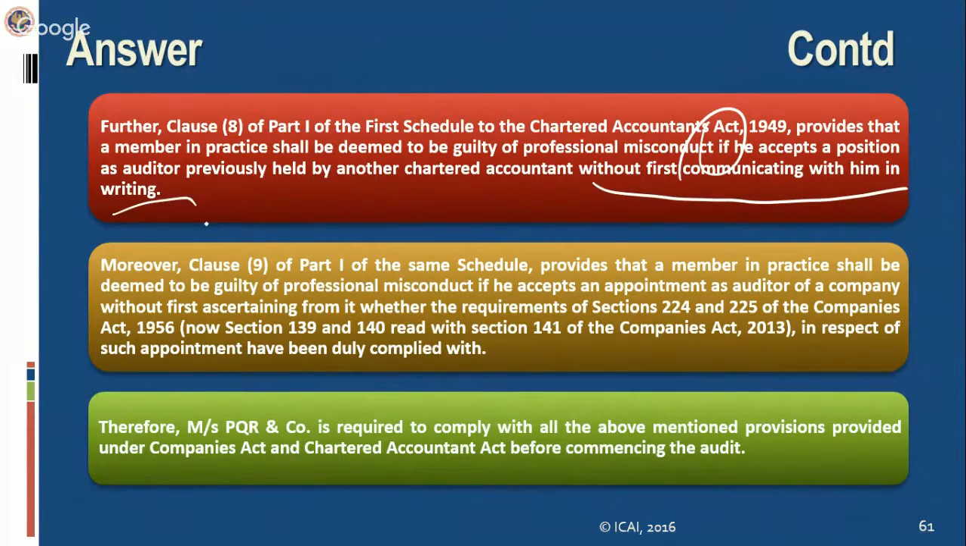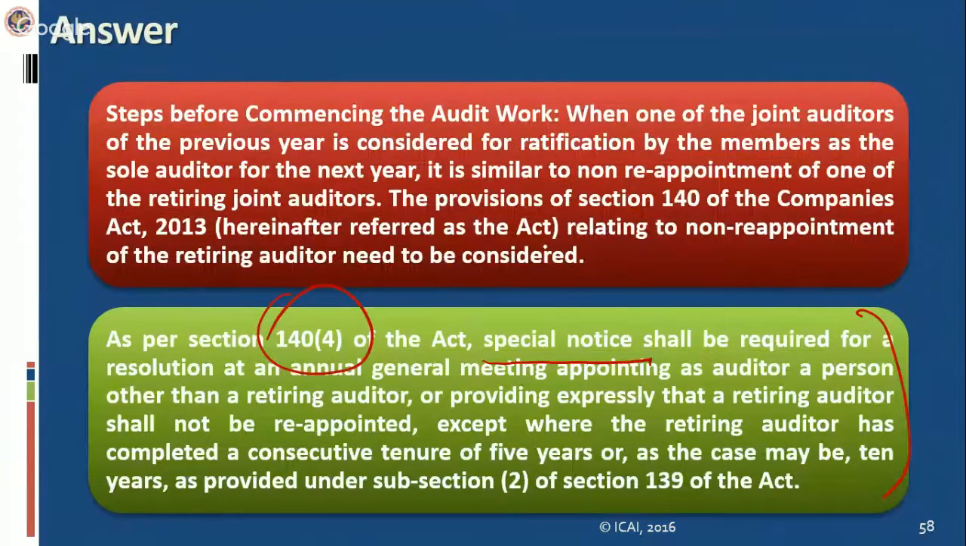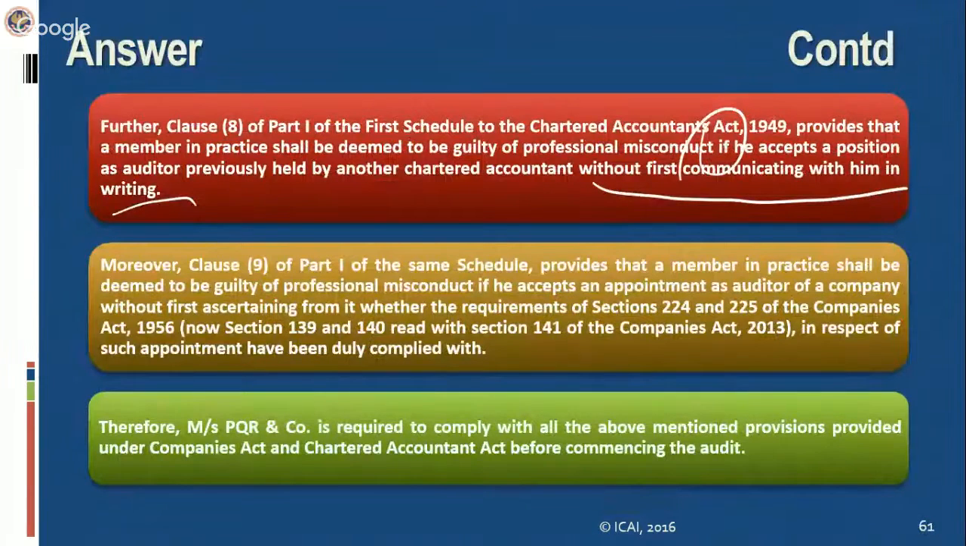Here, in the given case, Messrs. PQR & Company is required to communicate with Messrs. LM&N Company before accepting such appointment as auditor. And then clause 9, which talks about the compliance of sections 224 and 225 of the Companies Act 1956, which is now replaced with sections 139, 140, and 141 of the Companies Act 2013 in respect of such appointment.